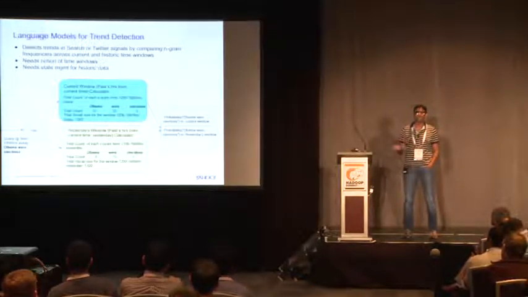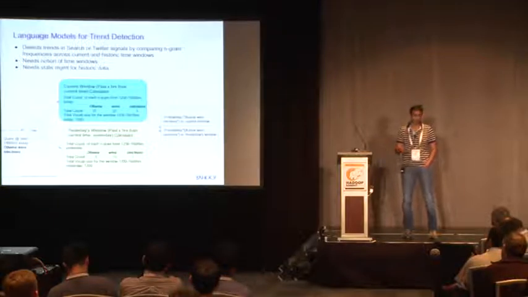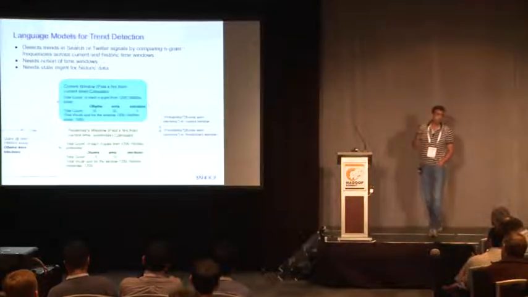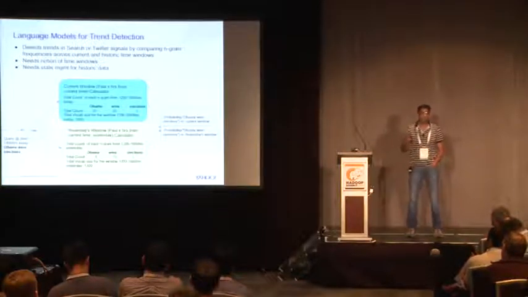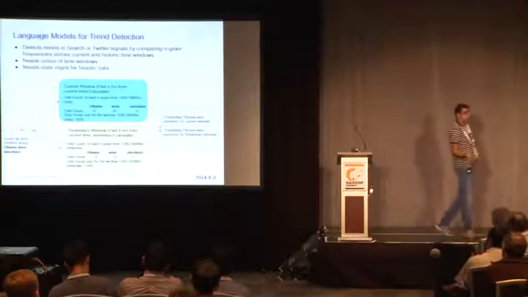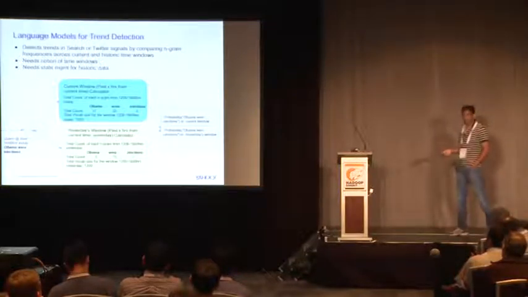This is standard machine learning language model stuff, so I'm not going to get into the details of that. Now, once you have found the probability of this query in these two windows, you take a ratio of the two, and then see if this ratio is above a particular threshold. If the ratio is above a particular threshold, you say that the query is trending. This is the basic algorithm, right?